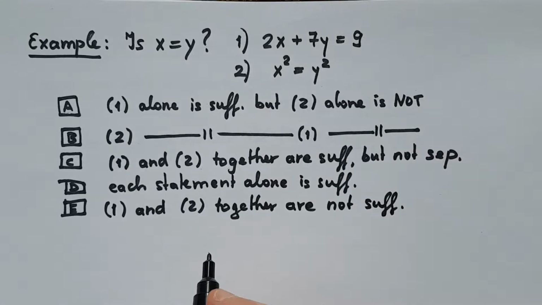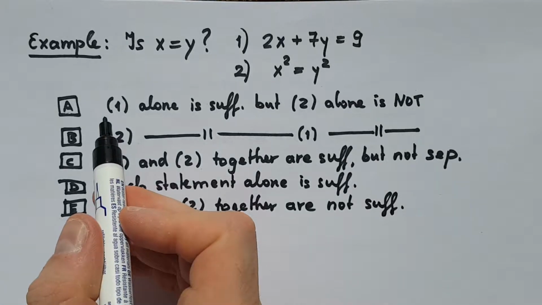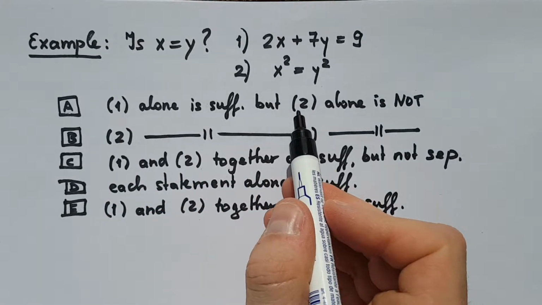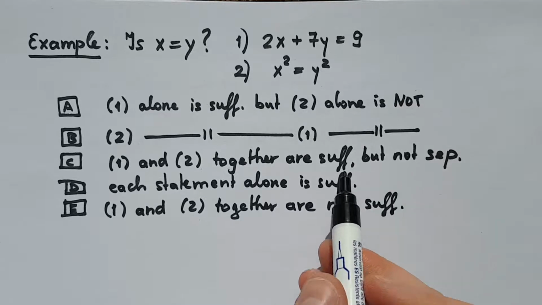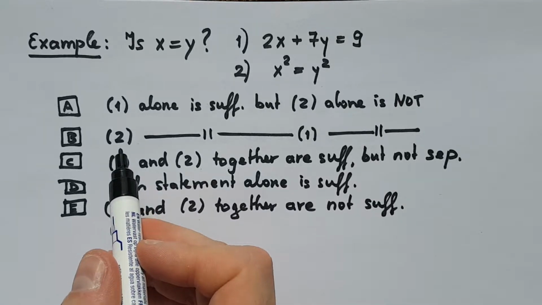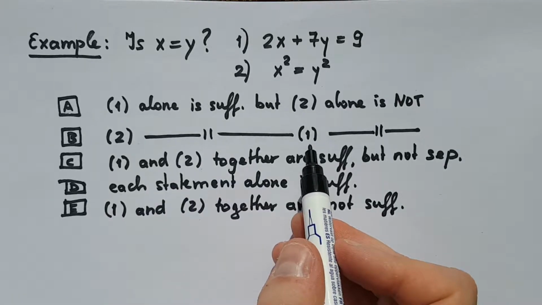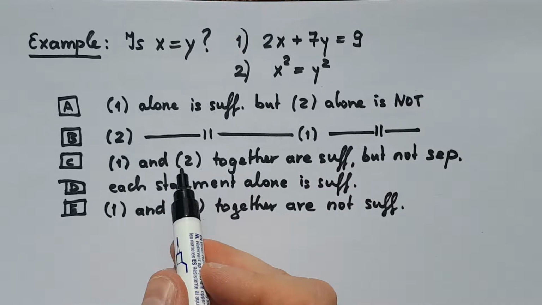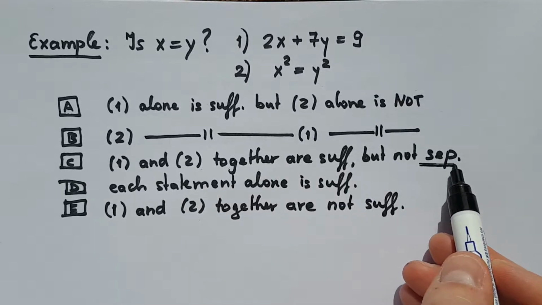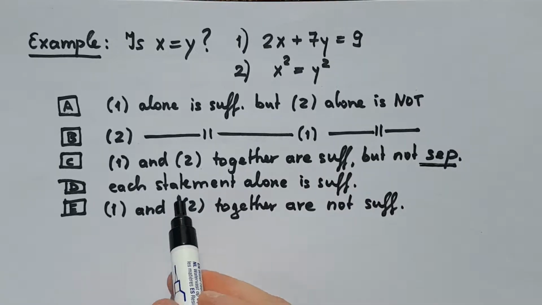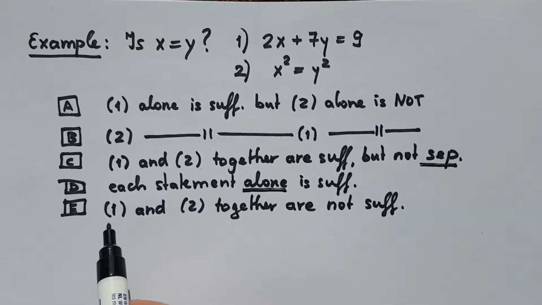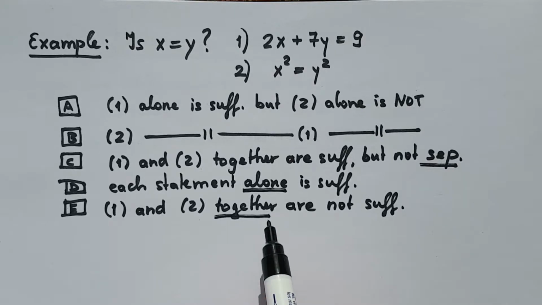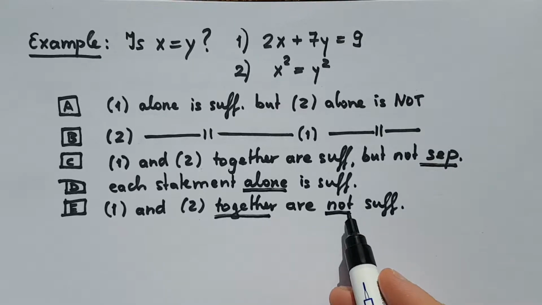Let us repeat what each choice means once again. Choice A is that statement 1 alone is sufficient, but statement 2 alone is not sufficient to answer if x equals y. Choice B is that statement 2 alone is sufficient, but statement 1 alone is not. Choice C is that statements 1 and 2 together are sufficient, but not separately. Choice D is that each statement alone is sufficient. And choice E is that 1 and 2 together are not sufficient to decide if x equals y.